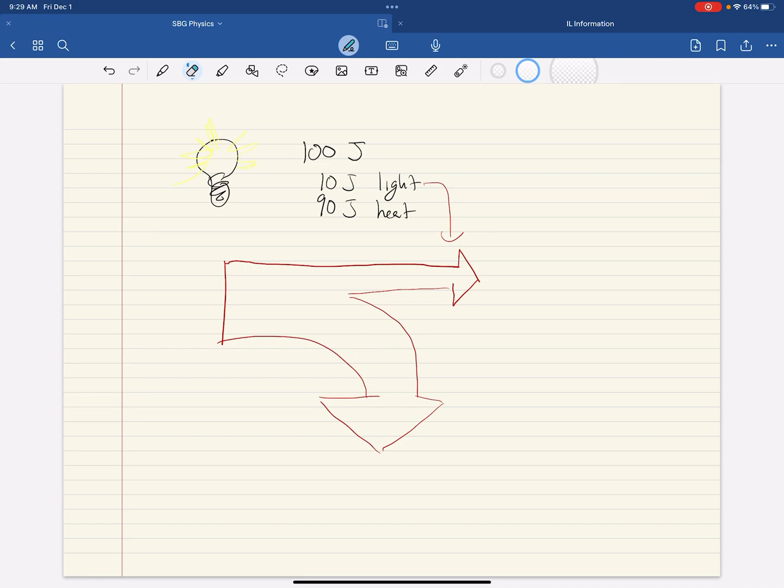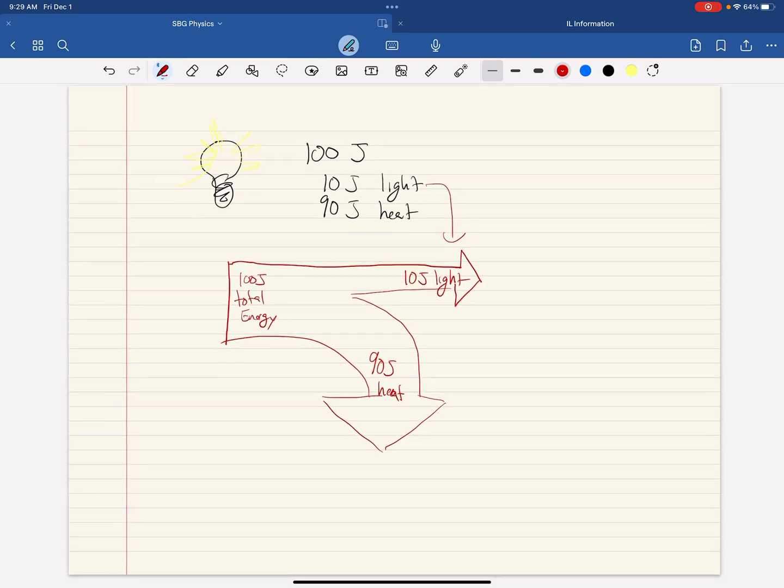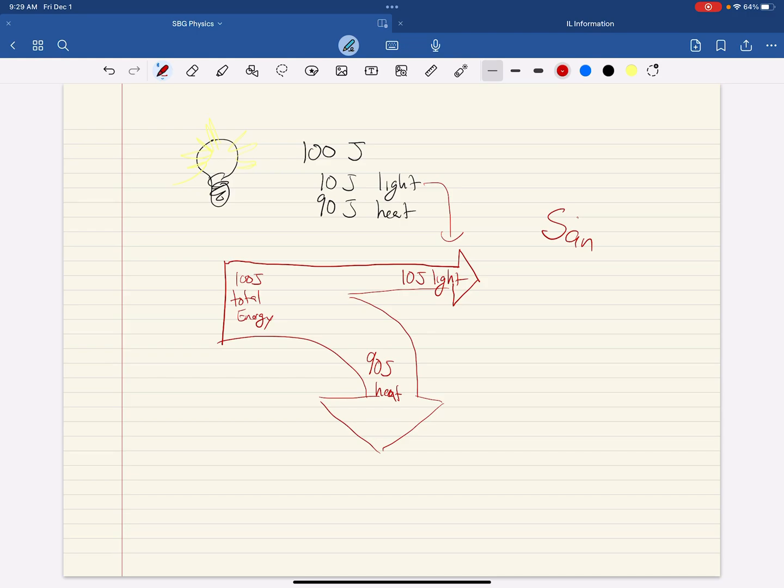So if I have my 90 joules of heat, that's waste energy. It's not being passed on. It's not being useful. And here's my 10 joules of light. This is the stuff that I actually want. And the base of the arrow, the widest part of that arrow, is going to be our total amount of energy. So this is 100 joules. And this is what we refer to as a Sankey diagram.